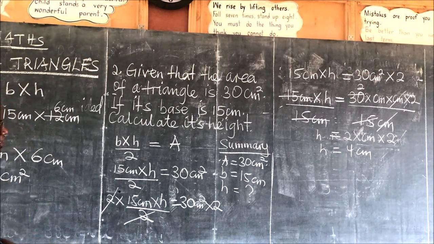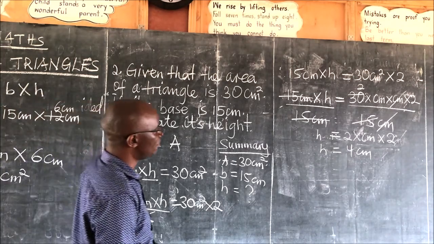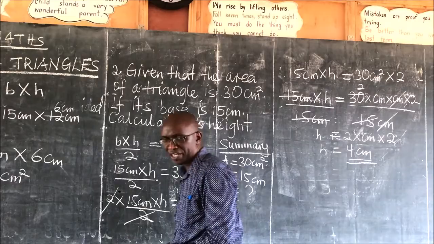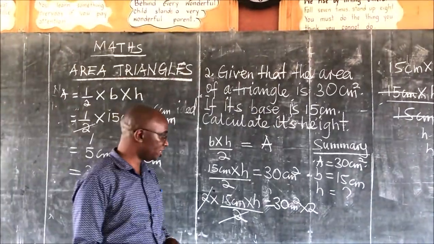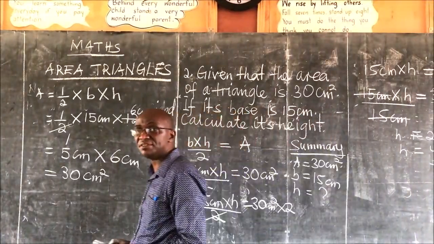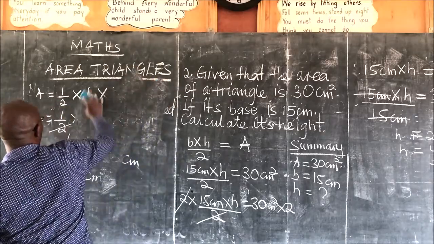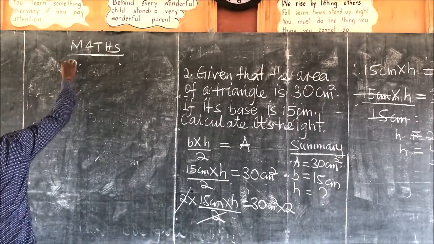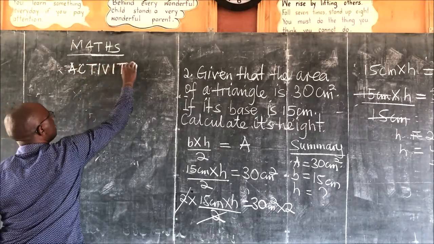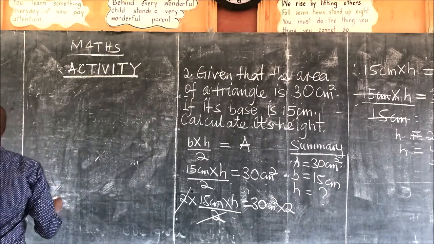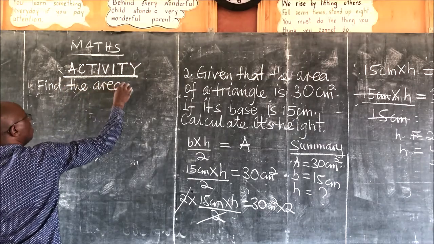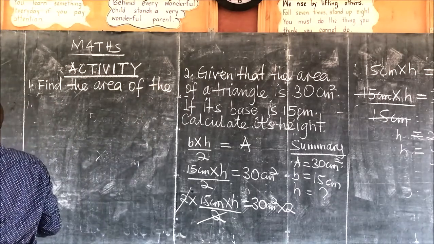So now, I think those 2 examples will be enough for us. So now I am going to write the activity for you on the board, the activity that will be done. Okay. So activity, activity that will be done. One, find the area of the triangle.